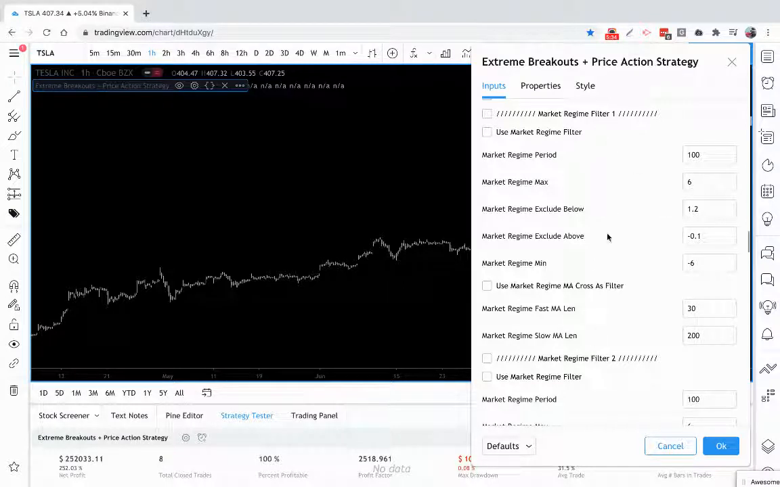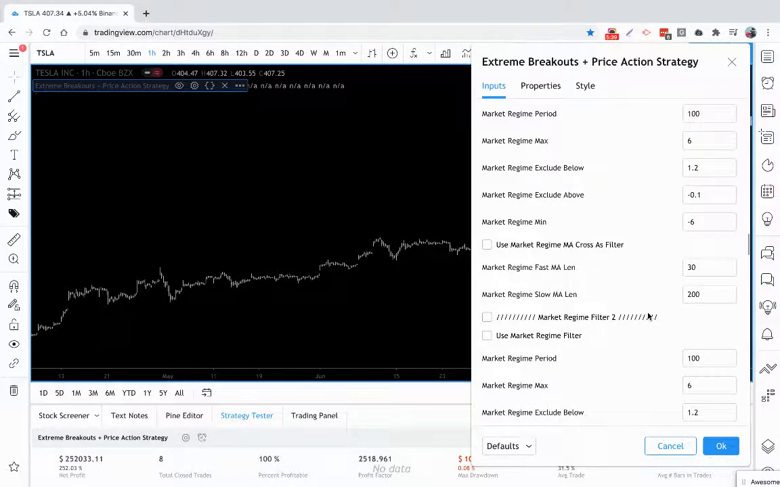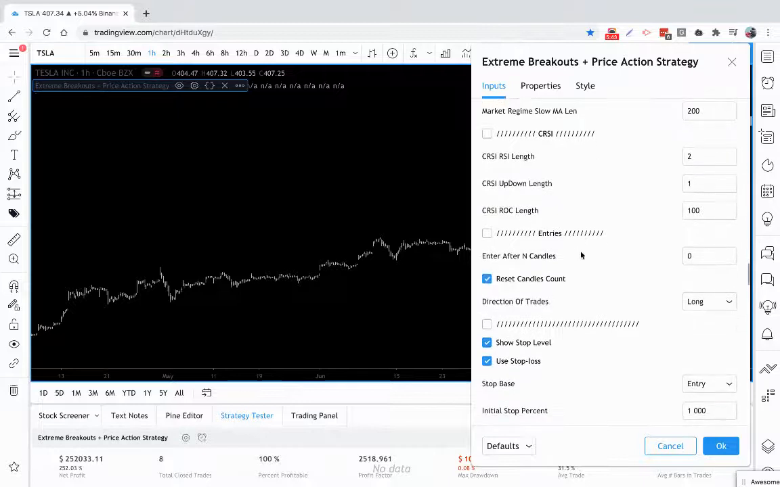You have two market regime filters. So you could use one as a fast setting and one as a slow if you want to do a longer time frame. You have Connor's RSI settings. Those control your Connor's RSI stop loss and take profit.